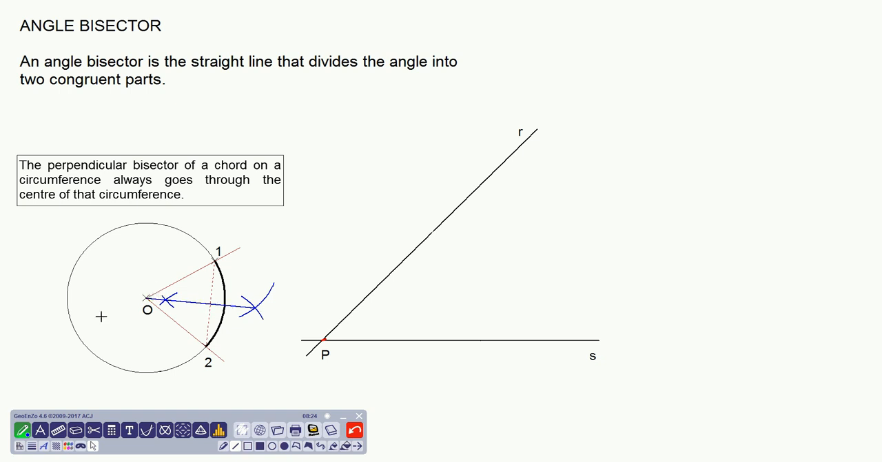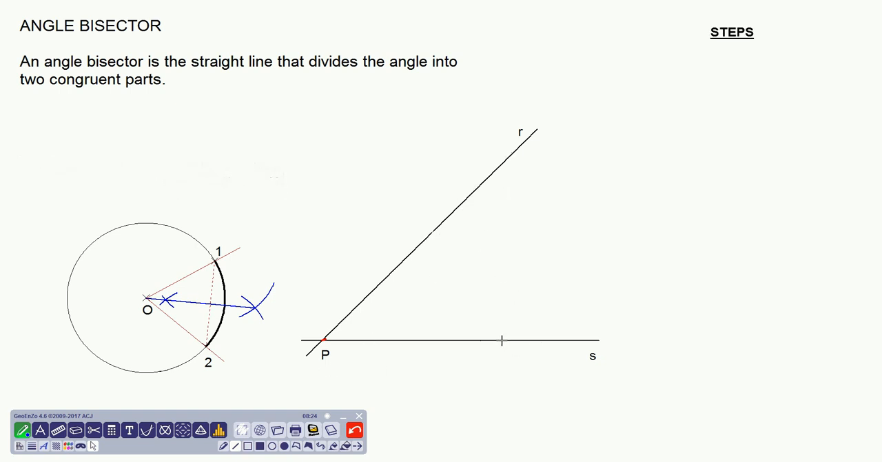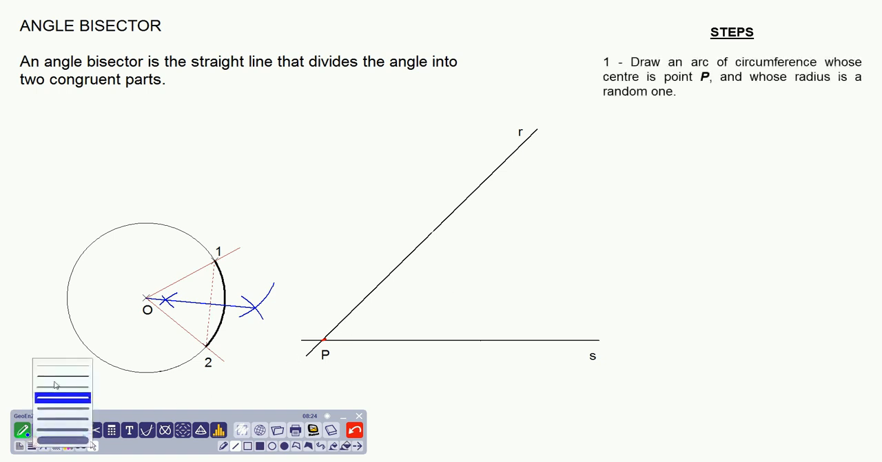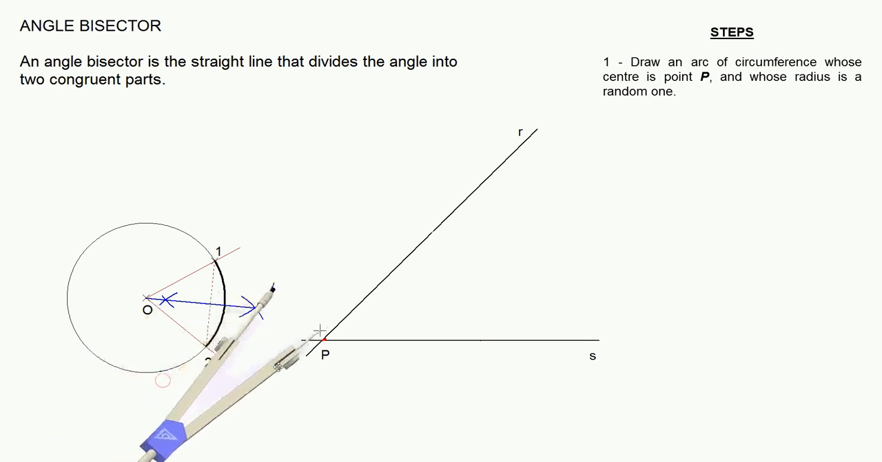So in order to draw the angle bisector of the angle that lines R and S form, we will have to draw one arc whose center is point P. That arc will create a chord, and if we draw the perpendicular bisector of that chord, we will find the angle bisector.